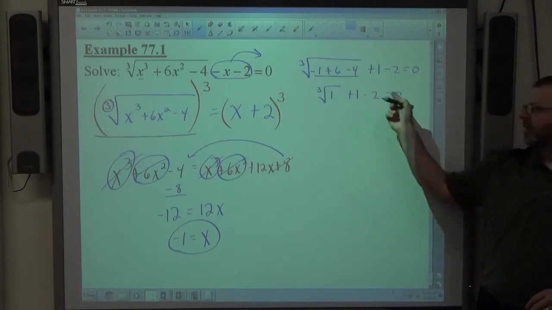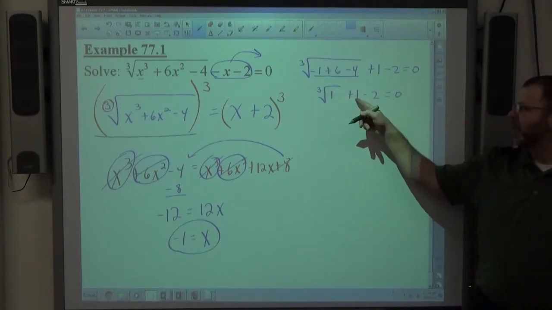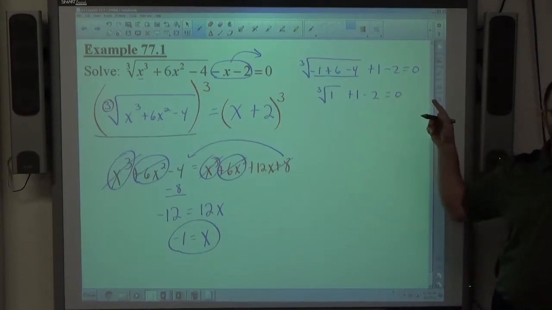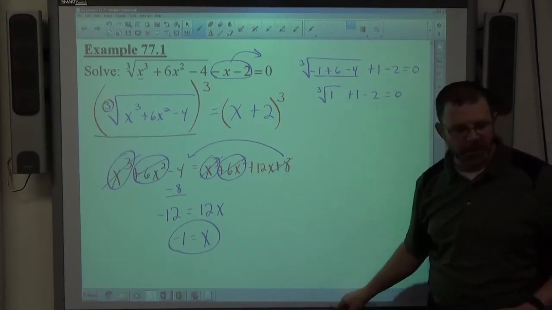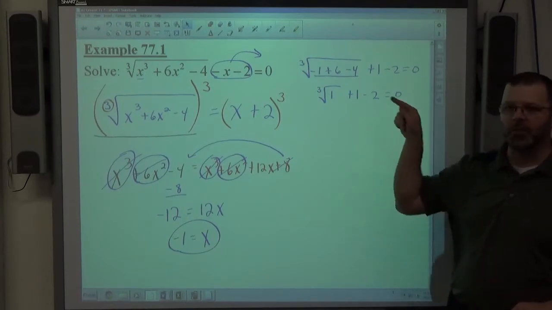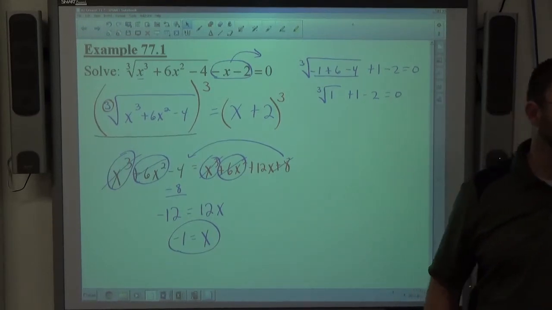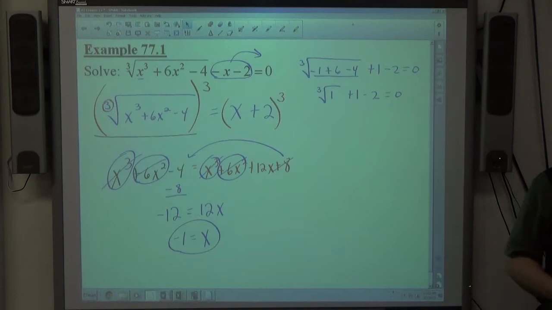Again, if this came out and said something weird like, oh, 5 plus 1 minus 2 equals 0, which is absolutely false, strike that out and put in the empty set. All right, that can happen. It doesn't happen too often with cubics, but just so you know, it usually doesn't happen with the cubic ones. But if it did, throw it out, put it in the empty set.